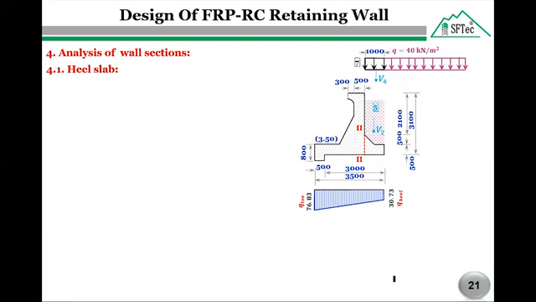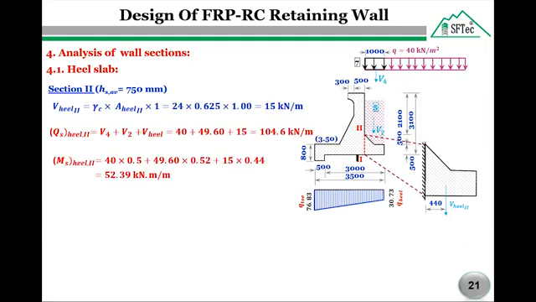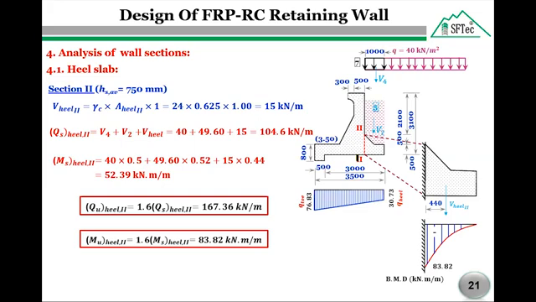Now we are going to deal with heel section 2-2. For heel section 2-2, the same procedure was followed to calculate the acting loads, shear loads, and moments. Finally, the ultimate shear force equals 167.36 kilonewton per meter, while the ultimate moment equals 83.82 kilonewton meter per meter. And as we see here, this is the shape of the bending moment diagram at section 2-2.